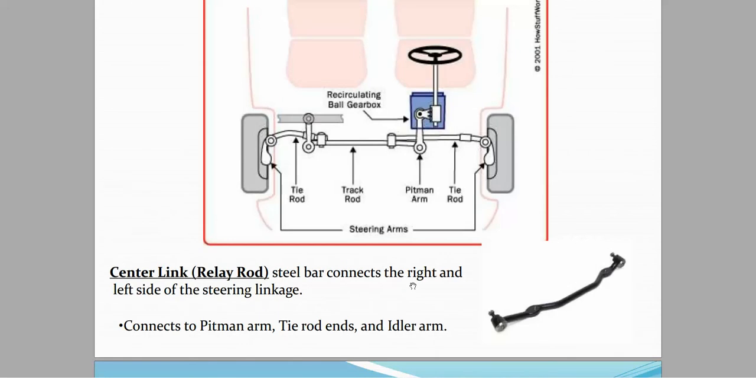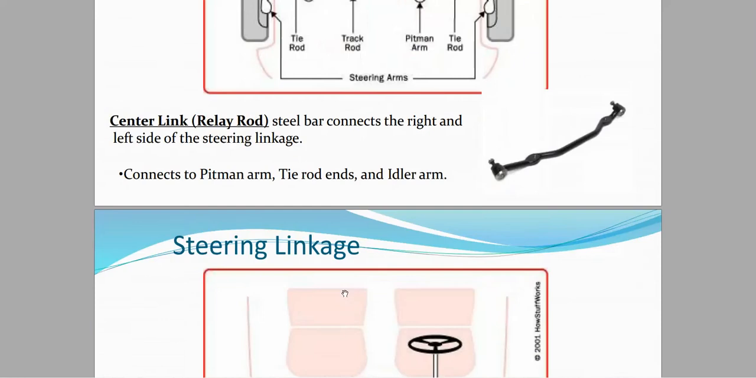Then we have a central link or relay rod. It is a steel bar rod connected to the right and left side of the steering linkage, connected to the pitman arm, tie rod ends and the idler arm.